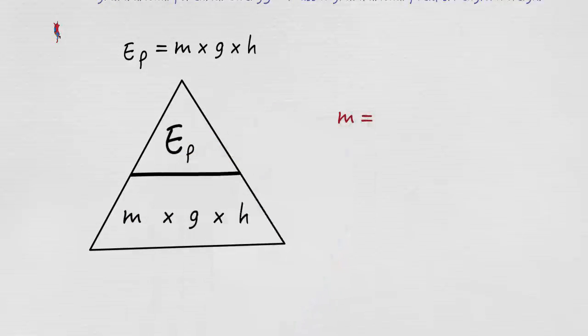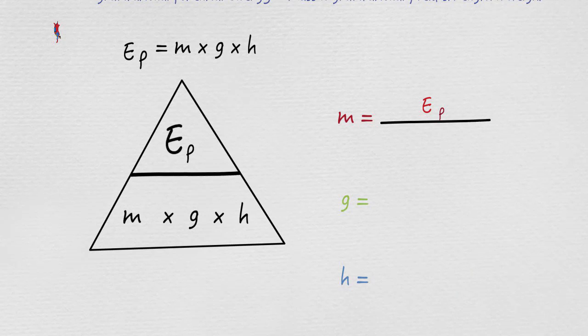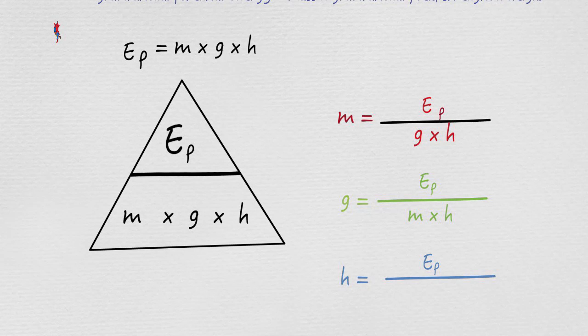You need to be able to rearrange that formula. Sometimes you may be given the potential energy and they say, well, work out the mass, work out the gravity, work out the height. So rearrange those formulas to make m or g or h the subject. And again, because they're triangles, if you want to find out what m is, cover the m with your thumb, and you're left with Ep over g times h. g is Ep over m times h, and h will be, well, I'll leave it to you. If you don't understand how to do these triangles, there is a video, or there will be a video, showing you how to use these triangles.